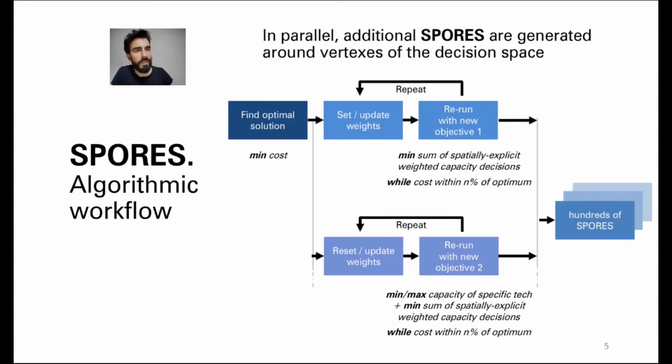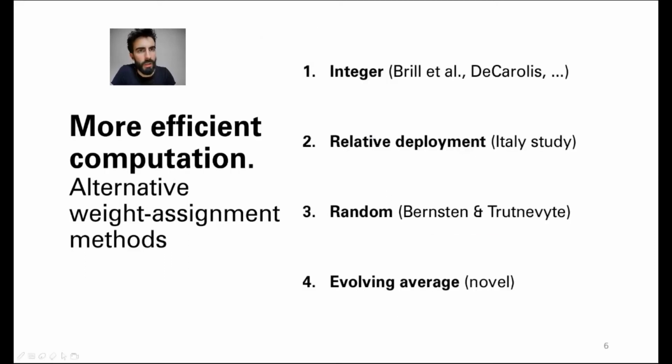Again, we can end up with hundreds or potentially even more SPORES, considering that we can now also take advantage of the parallelization. Now, while the SPORES method has been successfully applied in this form to Italy, the application to the whole of Europe requires making the computation as efficient as possible, for instance, reducing the generation of redundant alternatives which are similar enough to each other and that could be therefore skipped altogether.